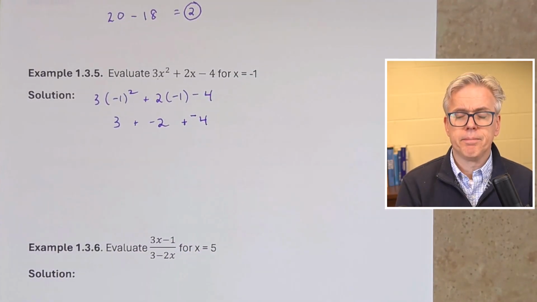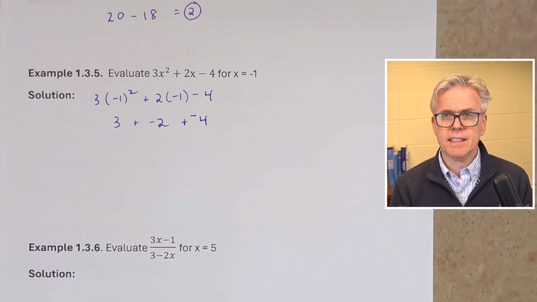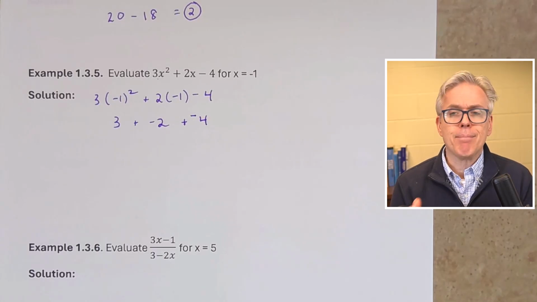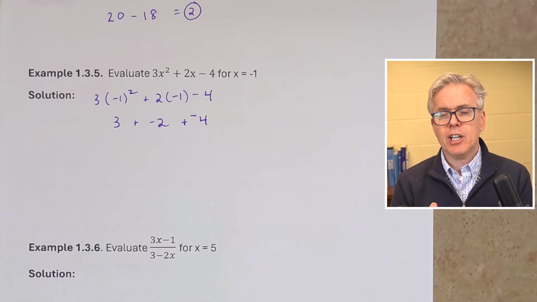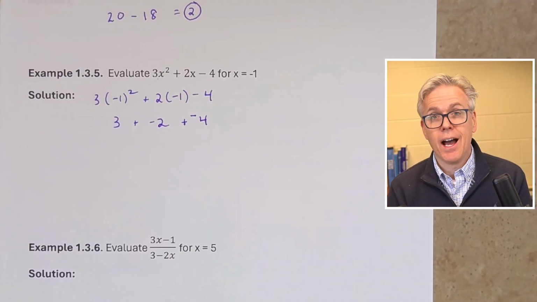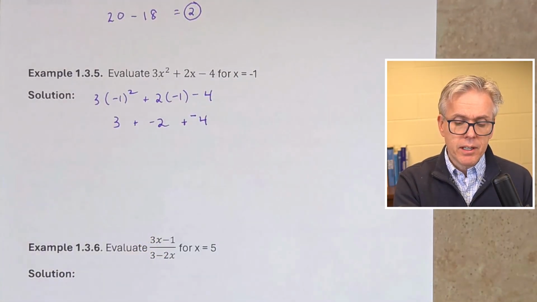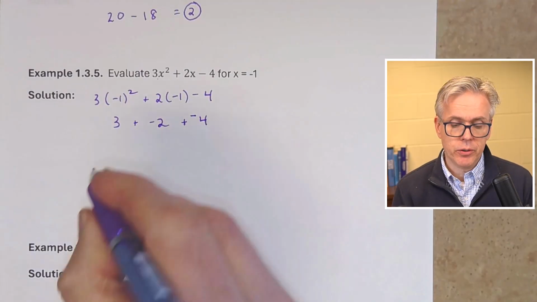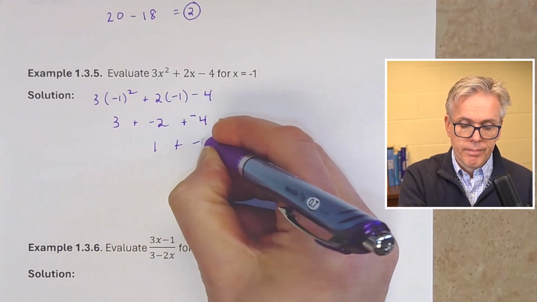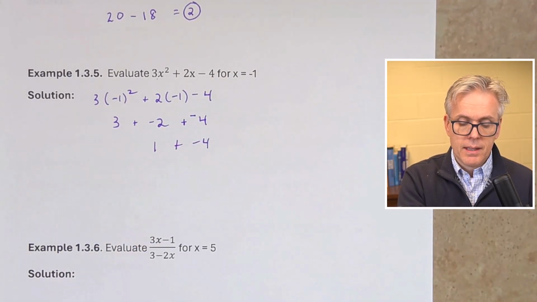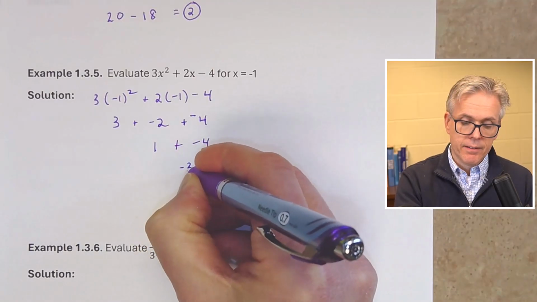Now, many students find it easier, and I do, to go ahead and change subtractions to plus a negative, particularly when we have different signs. You know, if it's something like 8 minus 2, I'm not going to do that. But when I start having like negative 8 minus 2, I will. And I highly recommend that you do too. And so here we can say 3 plus negative 2 is 1. And then 1 plus negative 4 is negative 3.